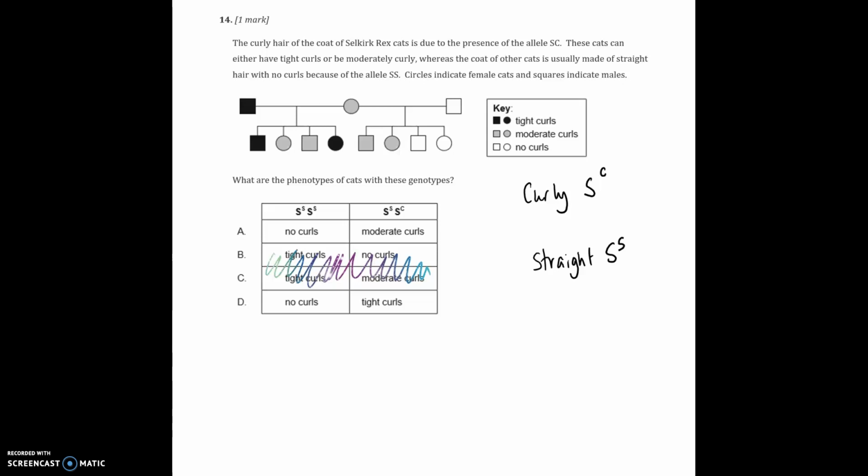And then it tells us that the curly hair of the coat is due to the presence of this allele, and they can either have tight curls or be moderately curly. Now, if they've got two of the curly alleles, it suggests that that's going to be the tight curls. So the answer then is D.